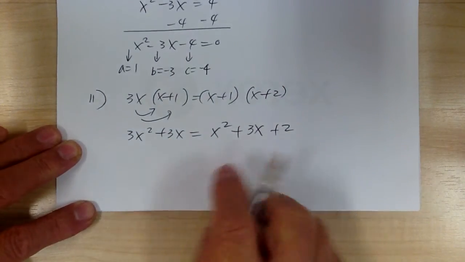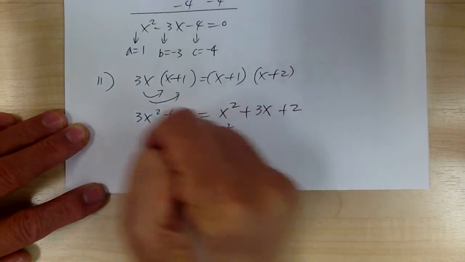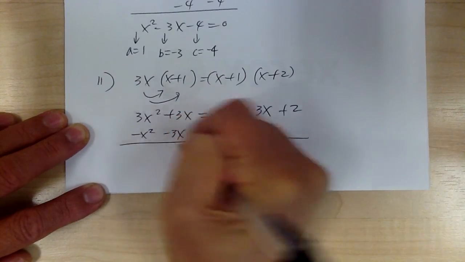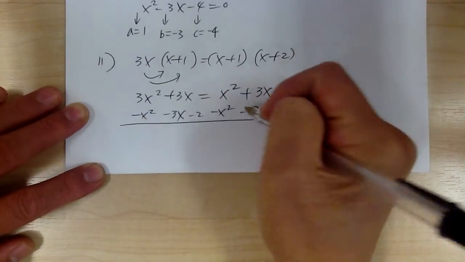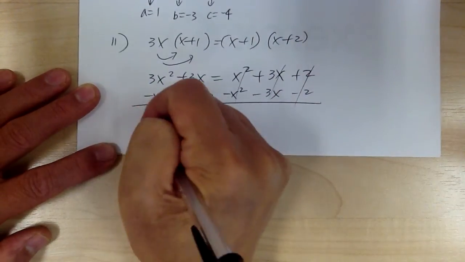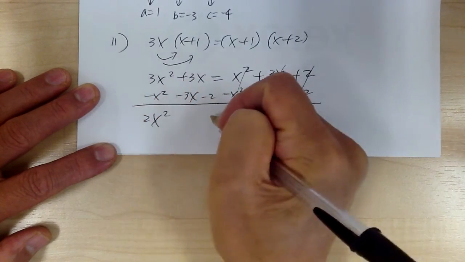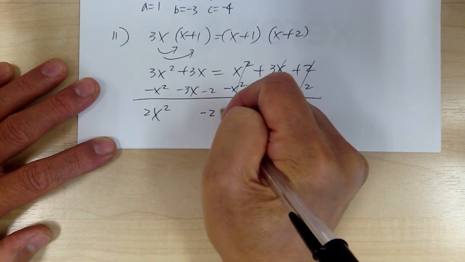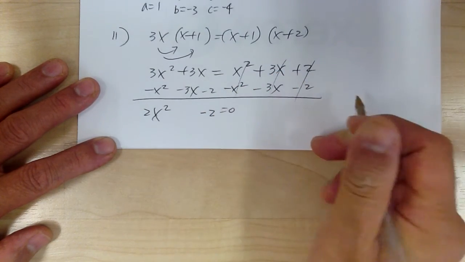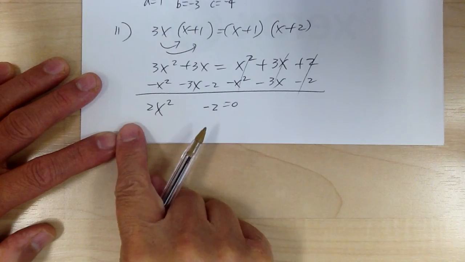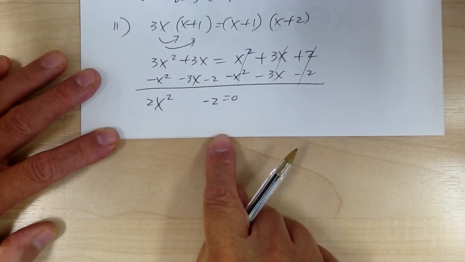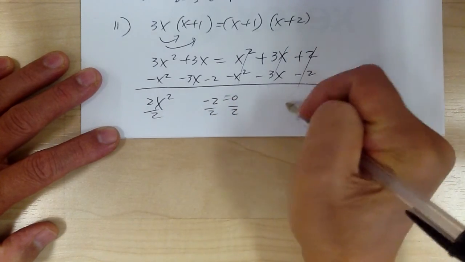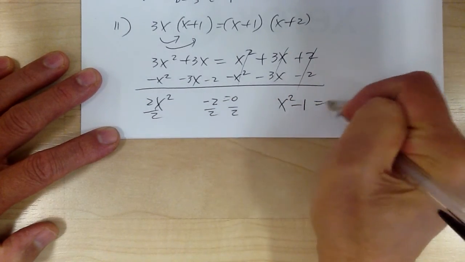Then after that, make it equal to 0. So minus x squared, minus 3x, minus 2. All this gets canceled out. So you're going to get 2x squared minus 2 equal to 0. And what you want to do is lower the numbers as much as you can, because it's an equation, you can divide to lower the number. So you're going to get x squared minus 1 equal to 0.